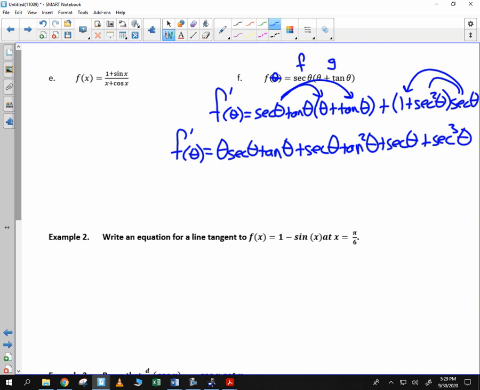And we look to see if we have some terms that can combine. And there aren't any terms that can combine. If you'd like to, you could factor out a secant. That's not going to help us at all, unfortunately, except for just one spot. Watch what happens. F prime of theta is secant of theta. You'll be left with theta times tangent plus tangent squared plus 1 plus secant squared of theta.